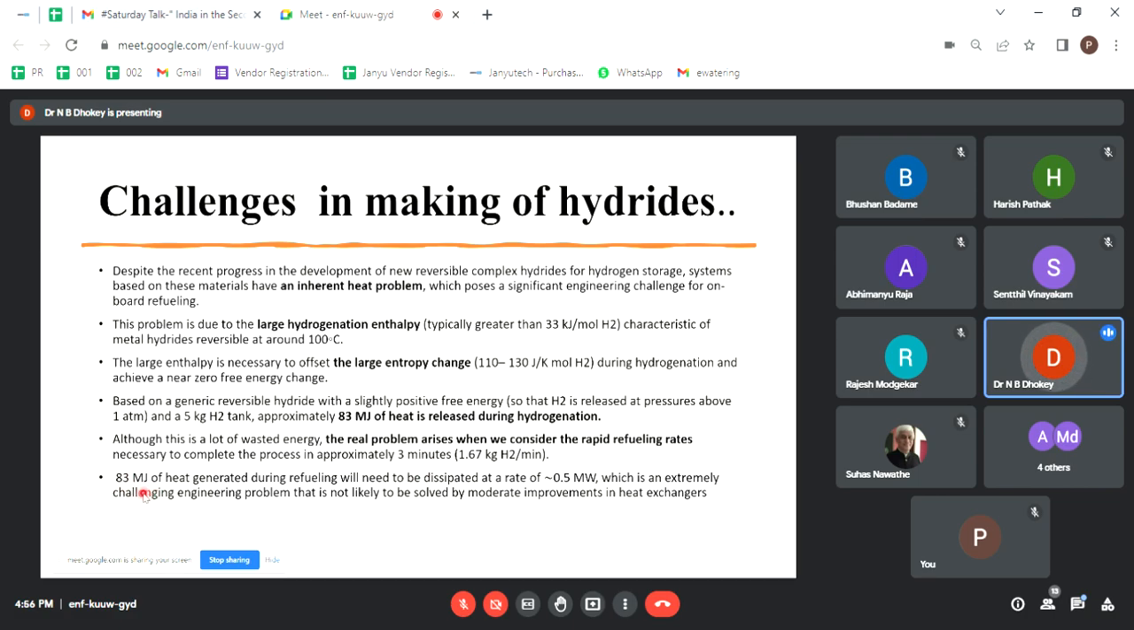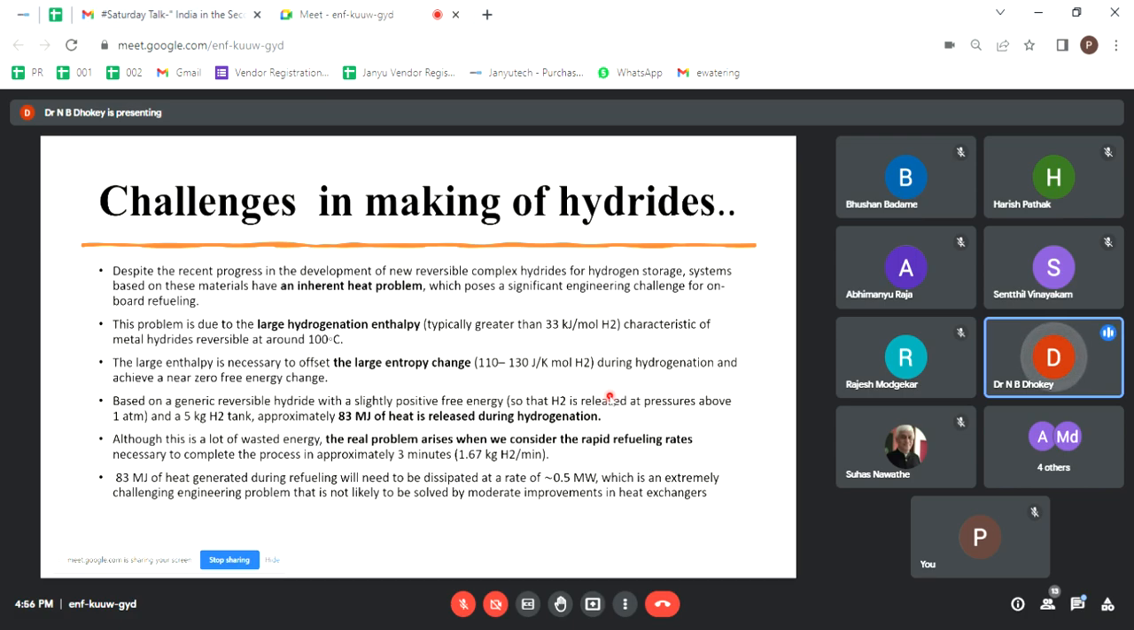So the 83 megajoule of heat generated during refilling will need to be dissipated at the rate of 0.5 megawatt, which is an extremely challenging engineering problem that is not likely to be solved by moderate improvement in heat exchangers. So these are all the challenges associated with the metal hydride development.